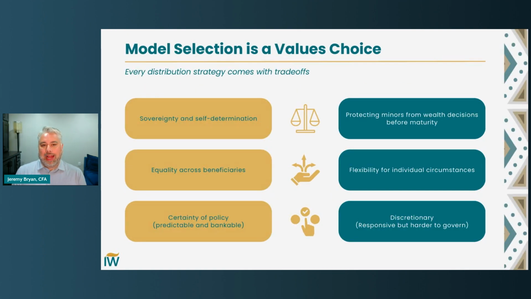Talking about model selection, I think model selection is more of a values choice, right? Each of these distribution strategies has trade-offs. No matter if you do lump sum, milestone, whatever you want to do, there are going to be trade-offs. So it starts with sovereignty and self-determination versus protecting minors before financial maturity. How much do you want to trust your people to make decisions right at the outset, and hand them the money and say, here, go do what you want with this? You may have very good outcomes for some of your people. And how much do you want to protect them to make sure they're educated and understand what this money can do for them over a longer period of time before you hand them the keys, if you will?